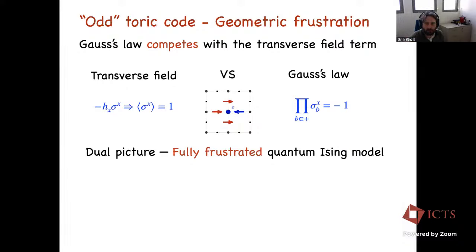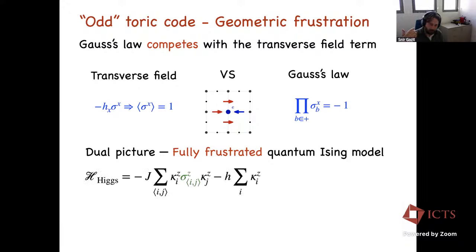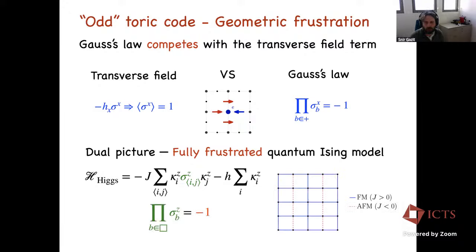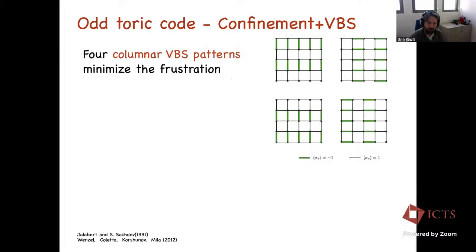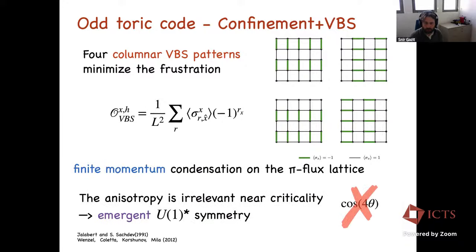The dual picture of that is basically the fully frustrated quantum Ising model, because in the language of the E particles or the Higgs particles, we have an Ising model, but one where each one of the plaquettes has one antiferromagnetic bond, while the rest are ferromagnetic bonds, and this leads to, again, geometrical frustration. The resolution of the ground state is in the form of a columnar VBS pattern with this order parameter. Now it turns out that very close to the critical point, this fourfold anisotropy is irrelevant. And now it actually leads to an emergent U(1) symmetry, but again, it's a U(1) star symmetry because, again, we cannot explicitly break the symmetry.